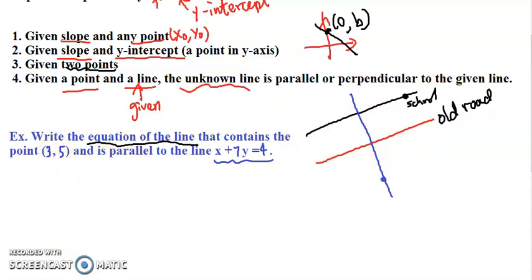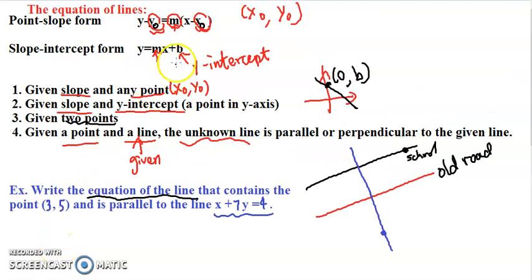Okay, so we have two formulas. We're going to use one of these formulas to do this question. As we know, this point (3, 5) is not a special point. It's not a point on the y-axis because the x-coordinate is not 0.